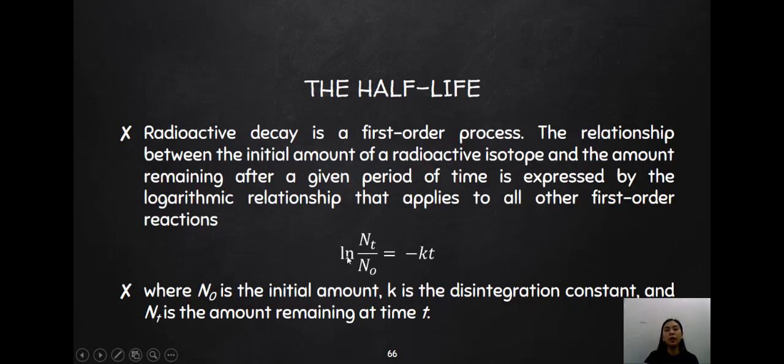Diba? You have the ln of your N sub t all over your N sub 0 is equal to negative kt, where your N sub 0 is the initial amount, your k is your disintegration constant, your N sub t is the amount remaining, and of course, your t is your time. So we will be using this equation in order for us to calculate your half-lives.